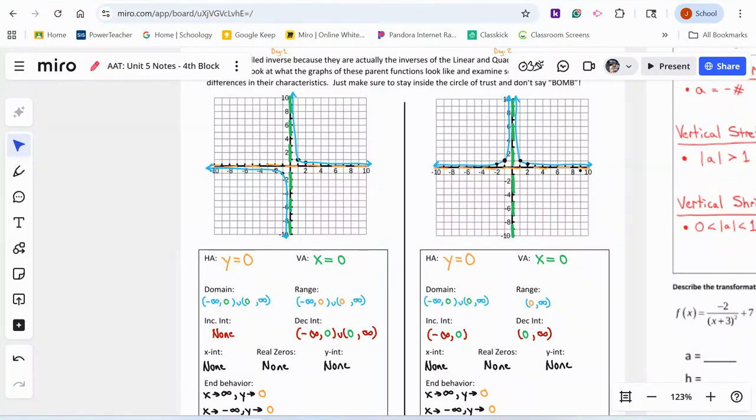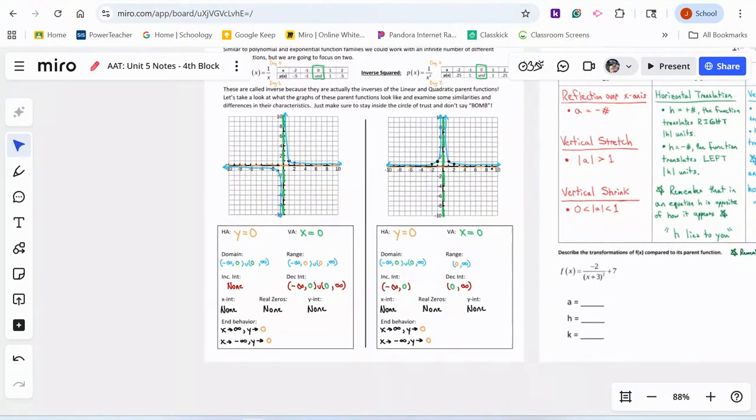In the range, you can see the range exists. The graph exists, so the range exists above and below the horizontal asymptote, where in the inverse squared family, you can see the range only exists either above or eventually we'll see below. All right, so those are the parents.